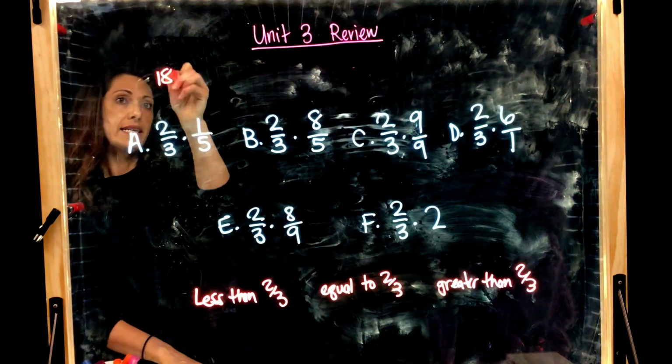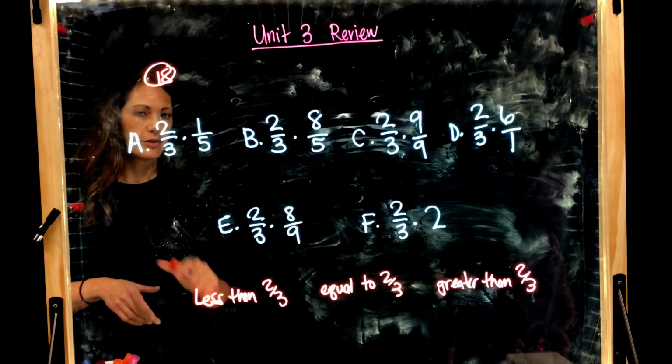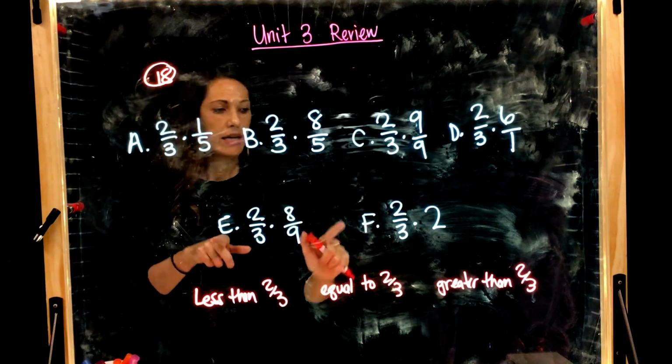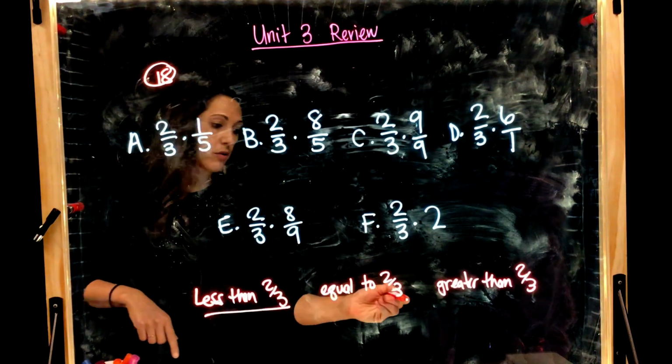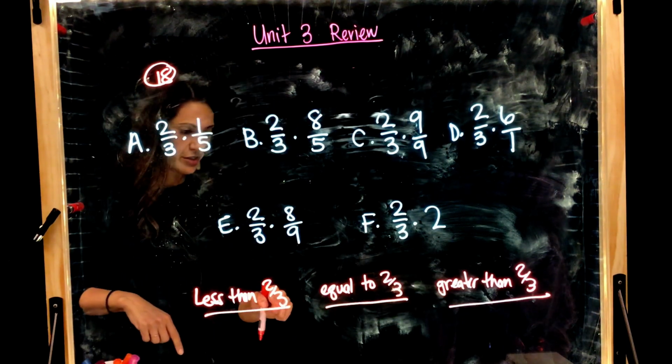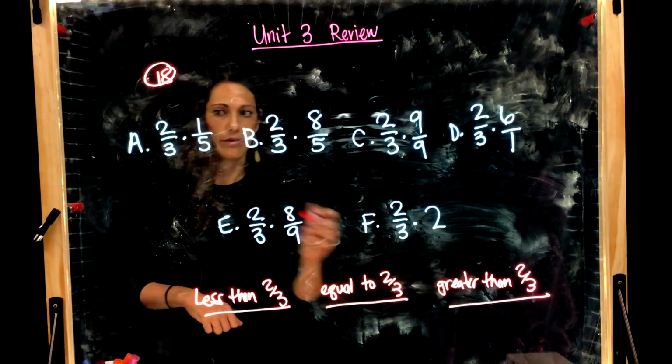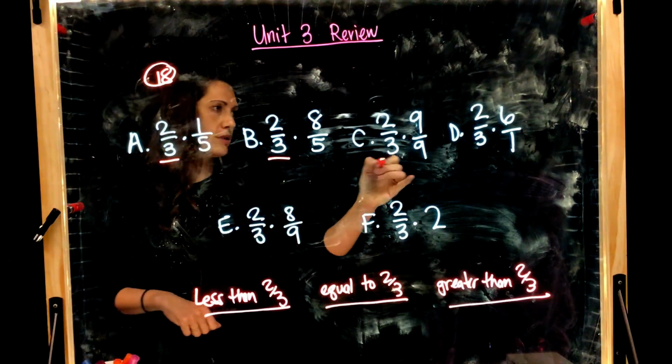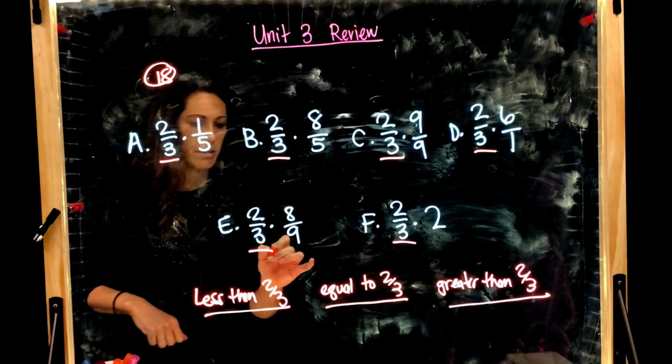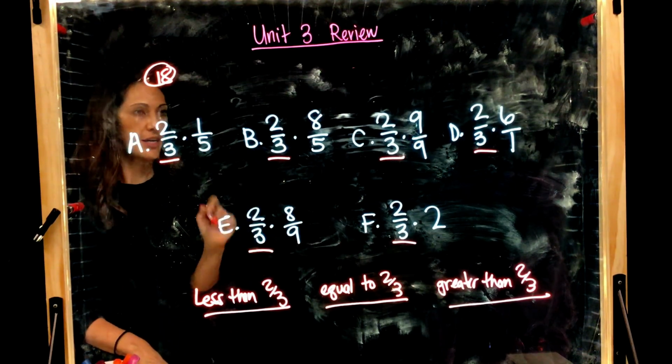Let's take a look at number 18. In number 18, I'm going to put these letters A, B, C, D, E, and F into these different categories. It's either going to be less than 2/3, equal to 2/3, or greater than 2/3. Take a look, 2/3 is the common term in each one, okay?